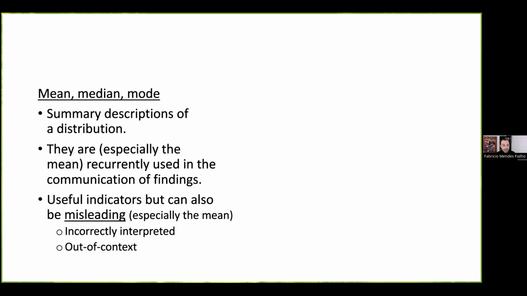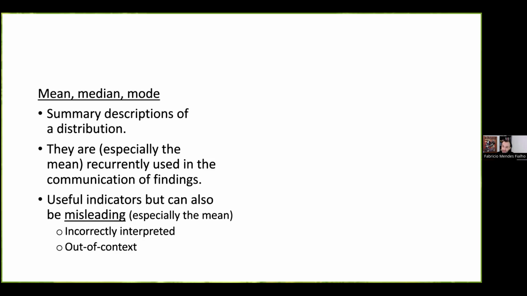Next, I would like to bring to the conversation 3 terms that are usually used to report data, right? By these I mean the terms mean, median, and mode. These 3 terms are basically summary descriptions of a distribution, right? You take a huge bunch of data, and if you want to reduce that to describe it using one number, you would be using either a mode, a mean, or a median. So they are tools or ideas recurrently used to communicate findings.